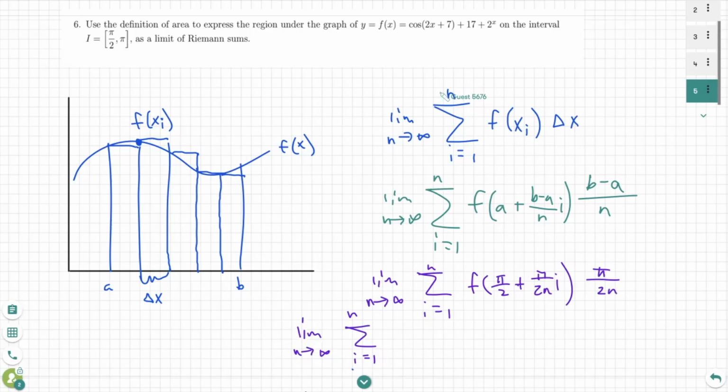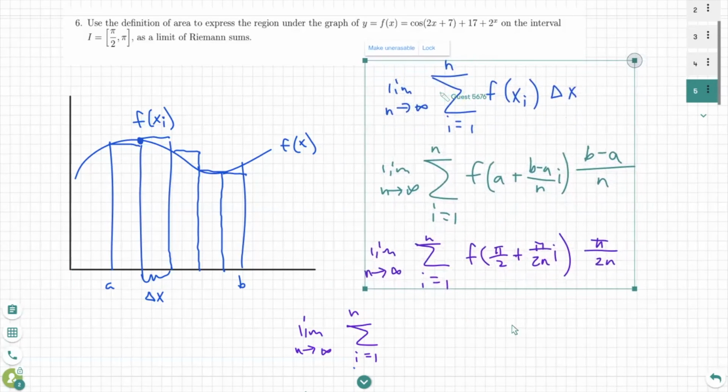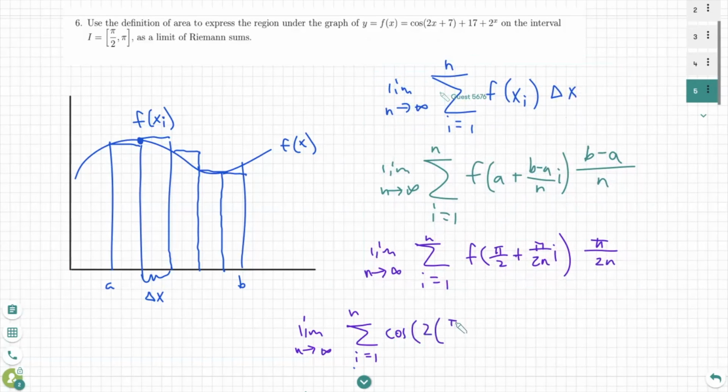So what does that look like? That would be cosine of 2 times pi over 2 plus pi over 2n times i, plus 7, plus 2 to the pi over 2 plus pi over 2n times i. Okay, yeah, that should be it then.